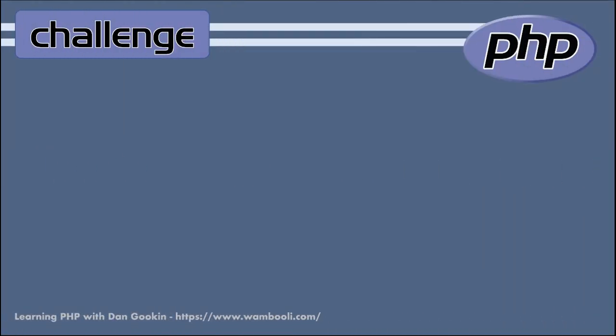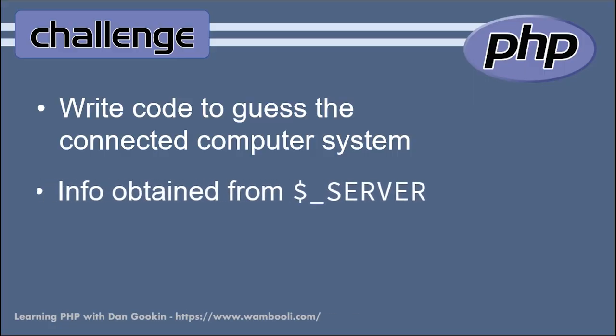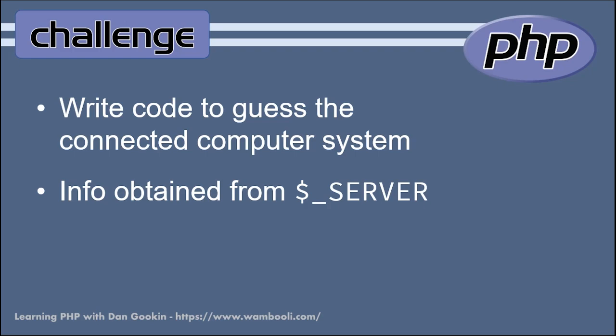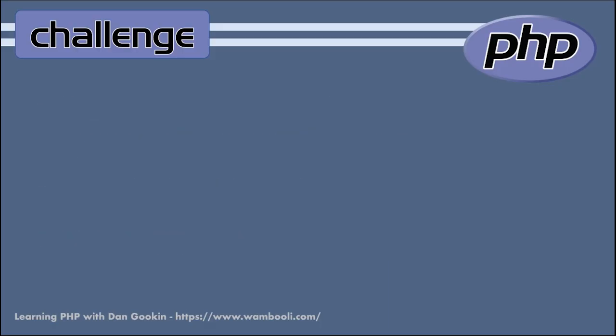Your challenge is to write code that tries to guess which type of computer system has connected to the server. This information is obtained from the SERVER Superglobal array. Specifically, it's held in the HTTP_USER_AGENT key, which returns a string describing the connecting system. Here are some string examples.